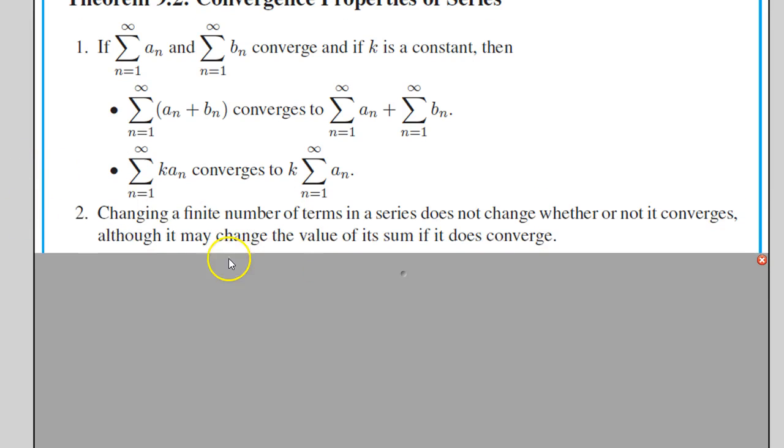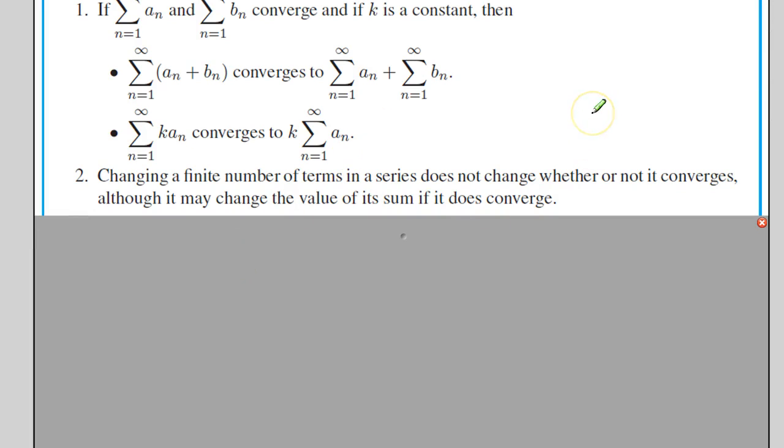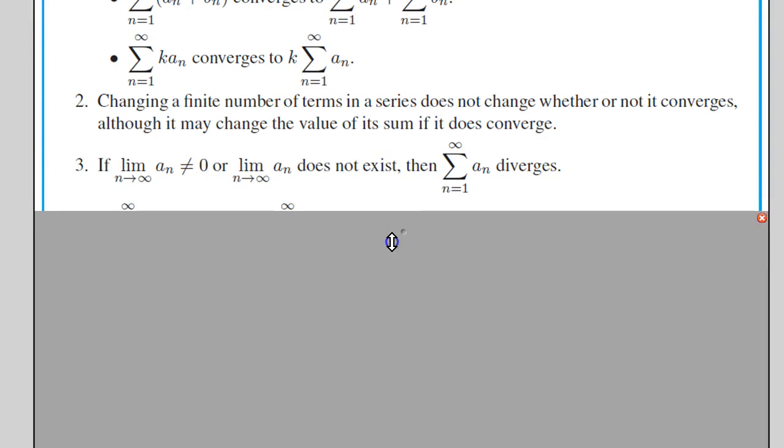And also number two, changing a finite number of terms in a series does not change whether or not it converges, although it may change the value of its sum. So for example, if I look at the sums from S sub 5 all the way to S sub infinity, and I show that those sums converge, then it really doesn't matter about sums that I didn't look at, S1 through S4, because the actual series does converge. Now, where it converges to may differ based off the fact that I ignored the first 4 terms. So that's what that means.